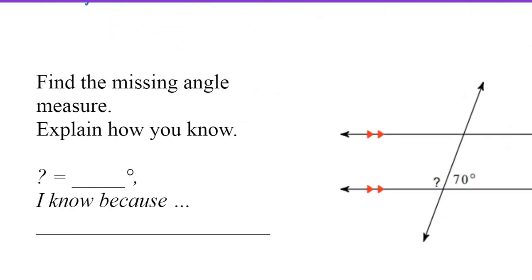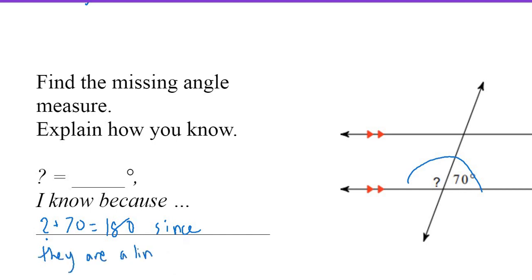Next, again, this is a linear pair, so I know that the question mark plus 70 degrees is going to be 180, since they are a linear pair. And I know that 110 degrees plus 70 will give me 180. So the question mark must be 110 degrees.